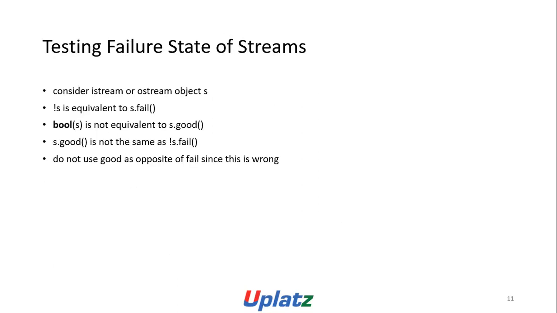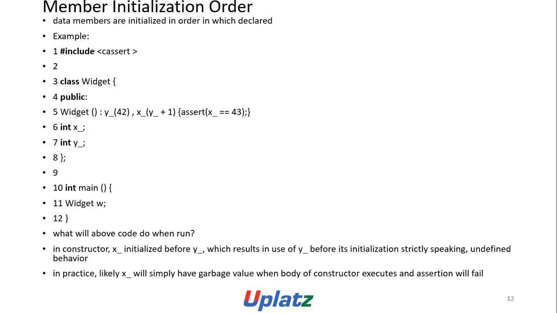Testing failure state of streams. Consider an istream or ostream object s. The expression s is equivalent to !s.fail(). The expression !s is not equivalent to s.good(). s.good() is not the same as !s.fail(). Do not use good() as the opposite of fail(), since this is wrong.